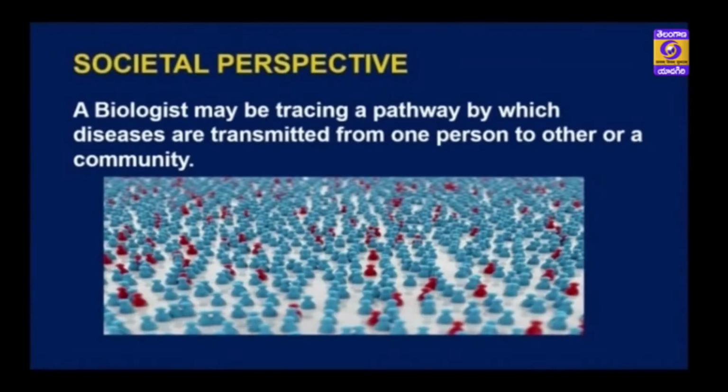And here you could see another scientist, a biologist. A biologist may be tracing a pathway by which diseases are transmitted from one person to another or in a community. In the picture you could see the red colored persons, they are contaminated with some pandemic diseases, so that when they are present in the community they will spread it to other persons. That will be read by the biologist, how these communicable diseases are transmitted from one person to another person, that will lead to the discovery of a medicine or a vaccine for that particular type of disease.